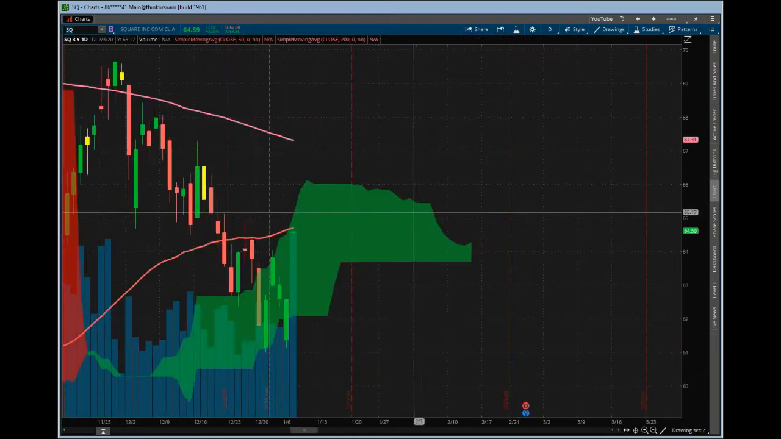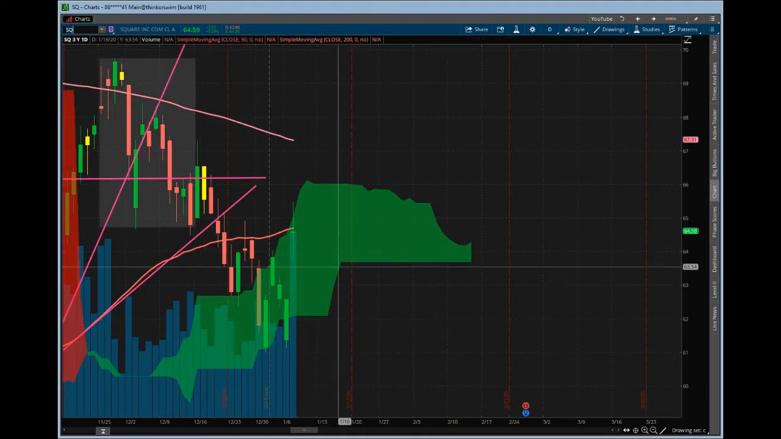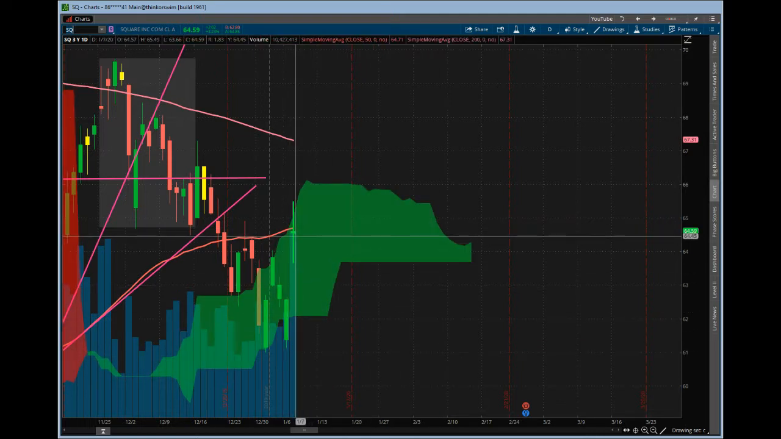SQ. Okay, SQ with a doji at the 50-day moving average. Okay, that had a big move today too, and an upgrade this morning.